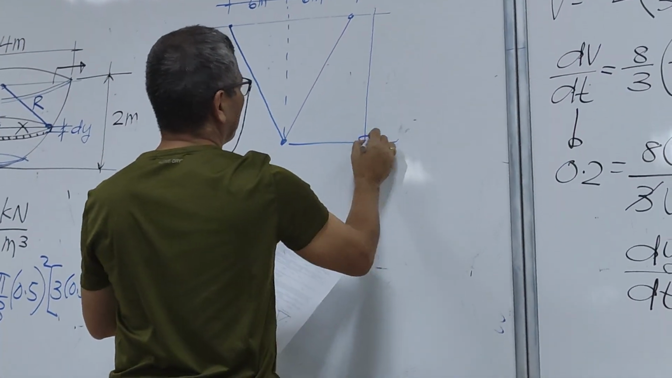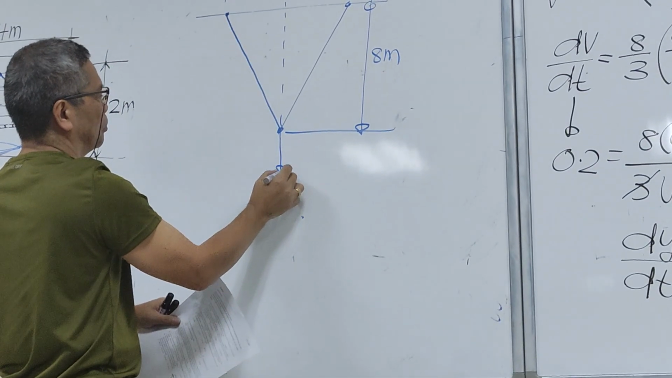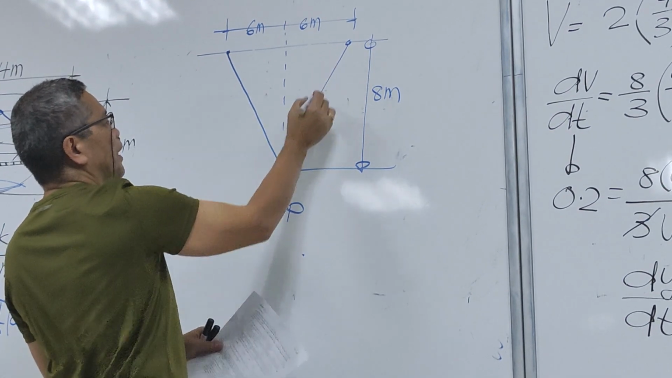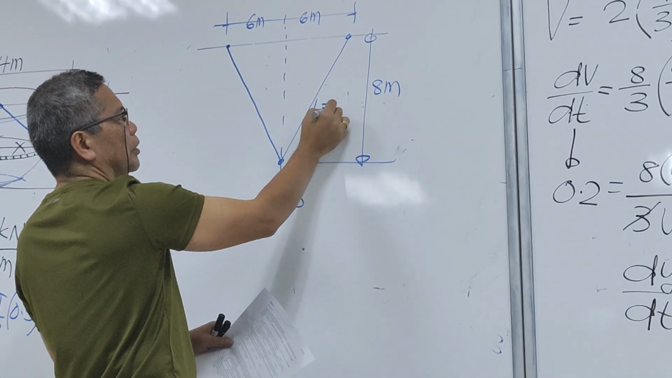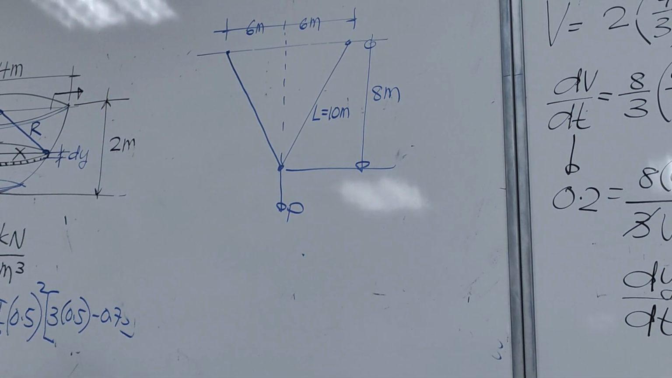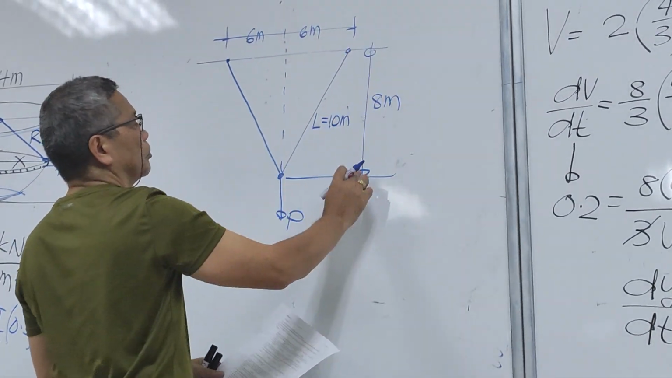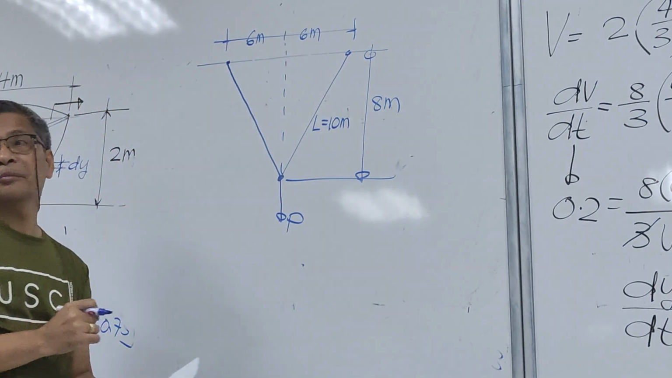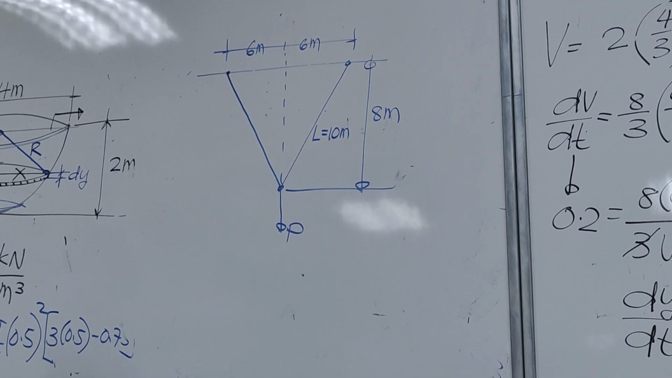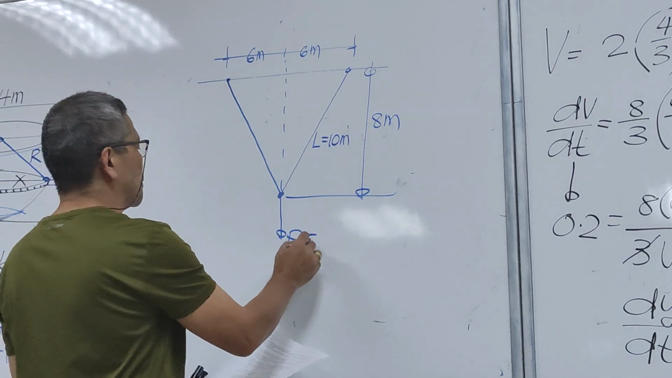And this is 8 meters. There is a load. What's the length of the rod? Special triangle, 10 meters. This one is 8, that one is 6. Pythagorean theorem, 10 meters. Okay. The load, 50 kilonewtons.